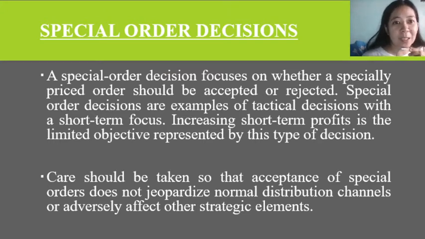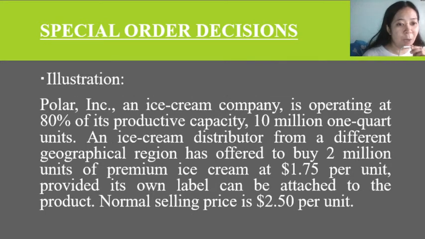So special order decisions are examples of tactical decision making with a short-term focus. This decision will increase short-term profits. This is the limited objective represented by this type of decision making. Of course, care should be taken so that accepting the special order will not jeopardize the normal distribution channels or adversely affect other strategic elements of the production process.